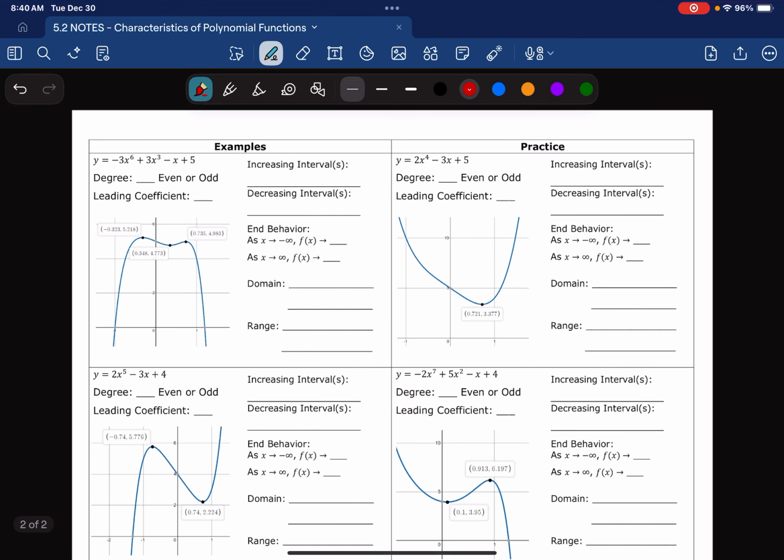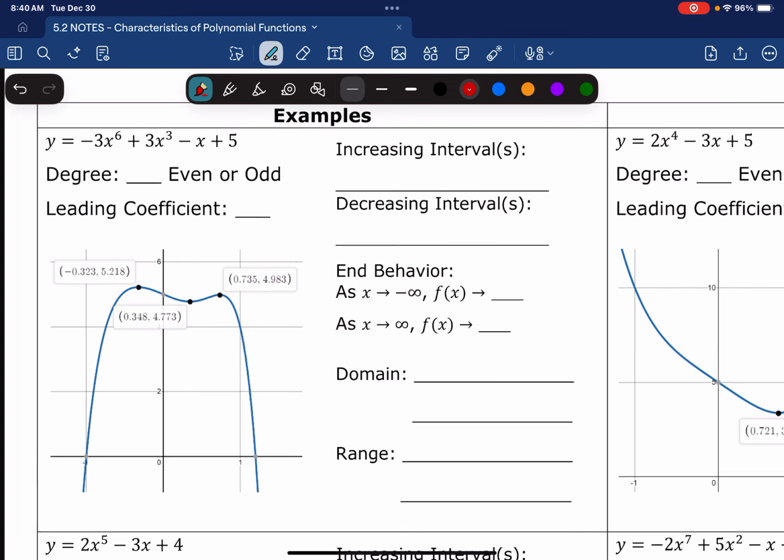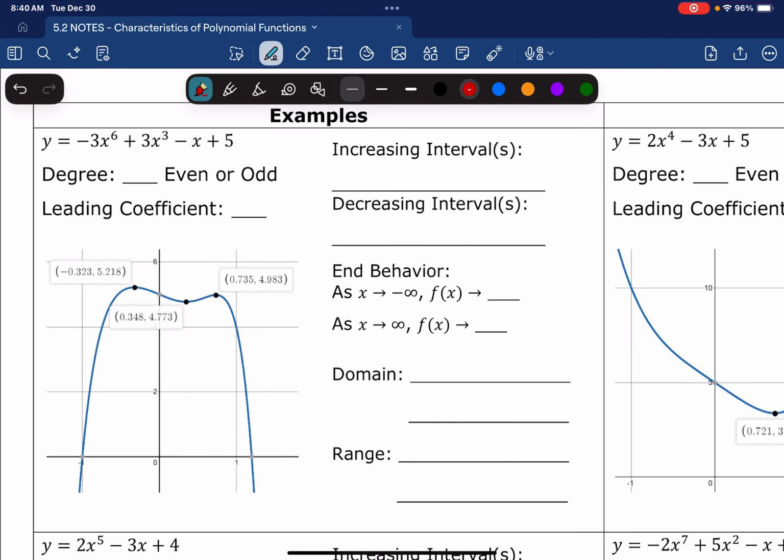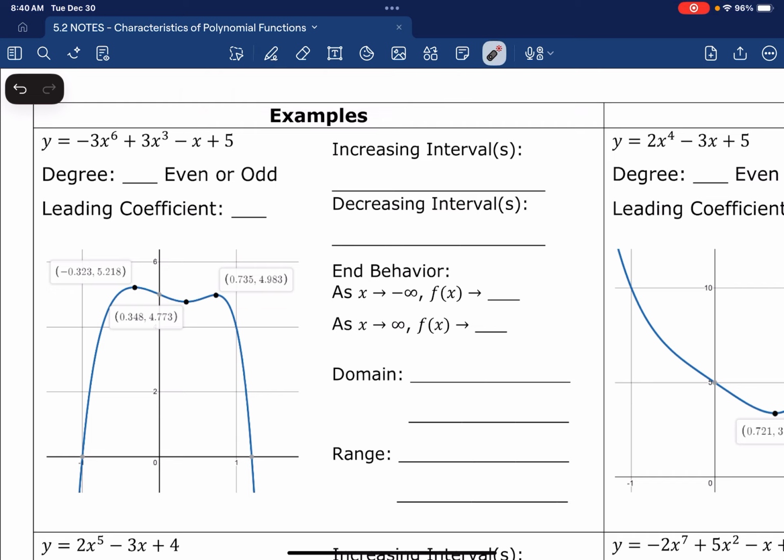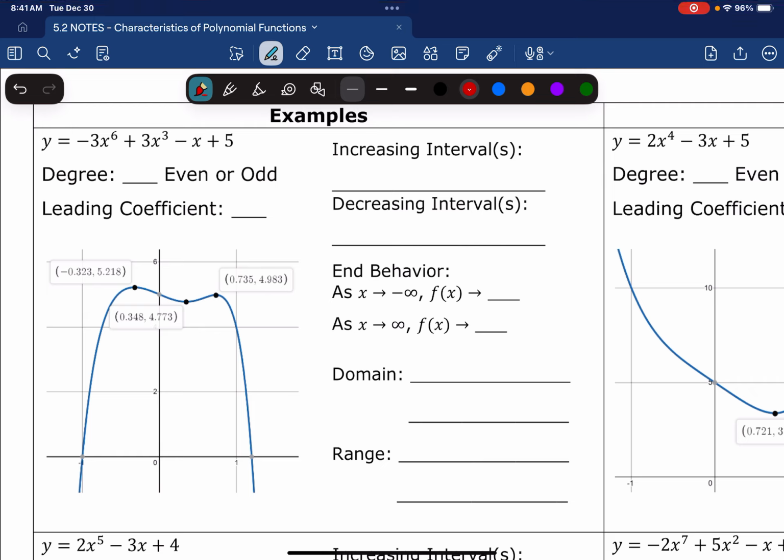All right, flip your paper over. Let's go through an example. So we give you y equals negative 3x to the 6th power plus 3x cubed minus x plus 5. What is the degree of this polynomial function? Well, I can see that it's already written in standard form because our highest exponent term is listed first. So the degree is the number 6.